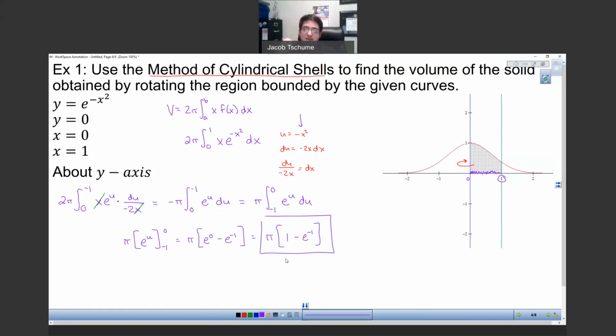As you can see, that was really convenient because the function was already written as y equals f of x, but we wanted to go around the y-axis. So instead of having to rewrite it like we did in the last video, we can go directly into the shells method and not have to worry about that.